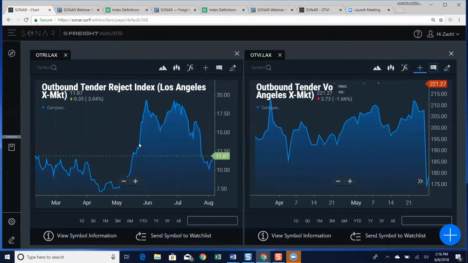So tender rejection is really going to be more telling than tender volume itself. It's also going to tell you just how sensitive that market is to volume increases. Volume only went up a couple of percentage points versus tender rejections.